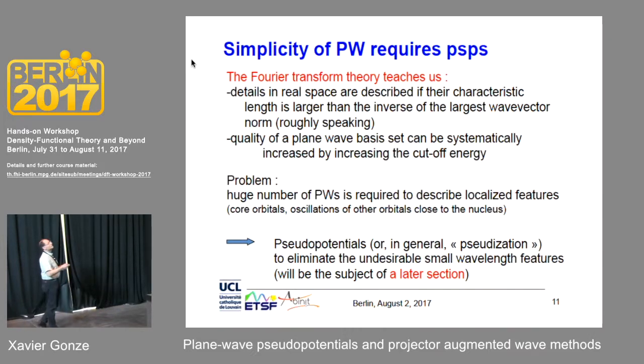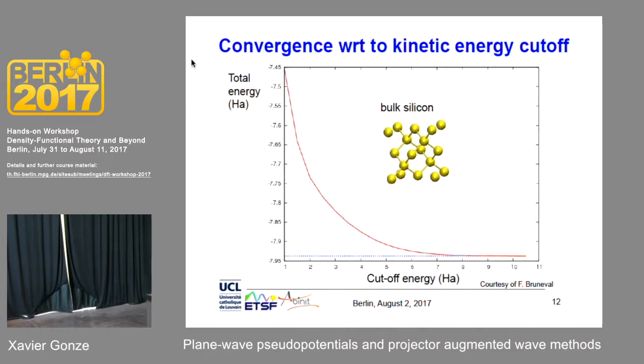So it's a problem. And the localized features come not only from describing the core orbitals, the 1s orbitals of silicon, but also all the other orbitals have oscillations close to the nucleus. And that's what we will treat with pseudopotentials. In general, pseudopotentialization will eliminate the undesirable small wavelength features. This wavelength feature will be seen later.